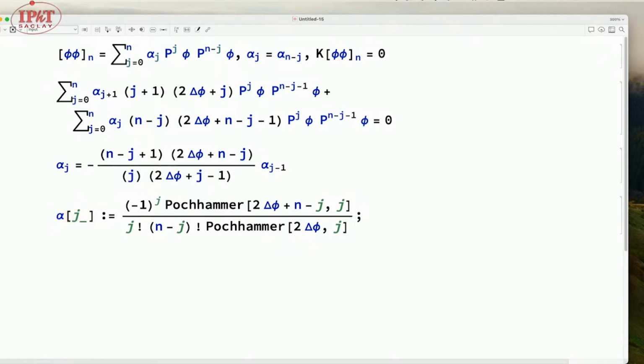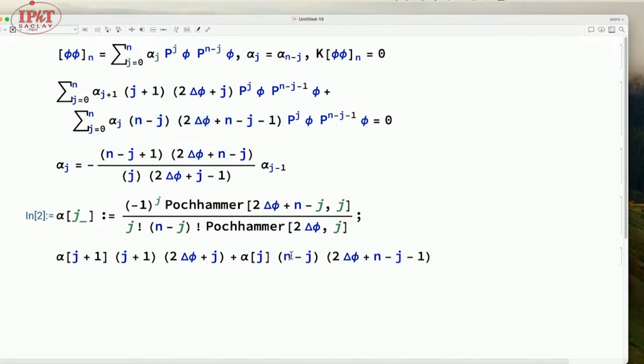Of course, the operator is not normalized yet, but let's just check that we didn't make any mistake. So alpha j plus 1 times this plus alpha j times that should be 0.